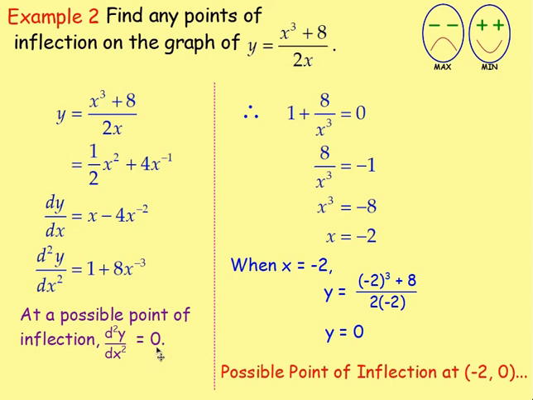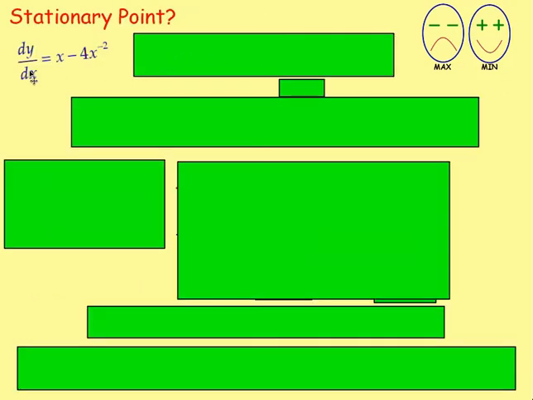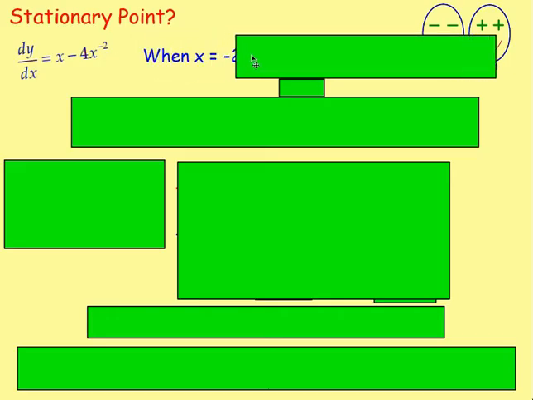Just before we do that though, let's test if it's a stationary point. So, for the stationary point, we've got dy by dx equals x take away 4x to the power of negative 2, and we know the x value was negative 2. So if we sub that in and we get 0, then we know it is a stationary point. So it could be a maximum, a minimum, or a point of inflection. If we don't get 0, then it can't be a maximum, it can't be a minimum, but it could still be a point of inflection, and that's where you would do your concavity test.